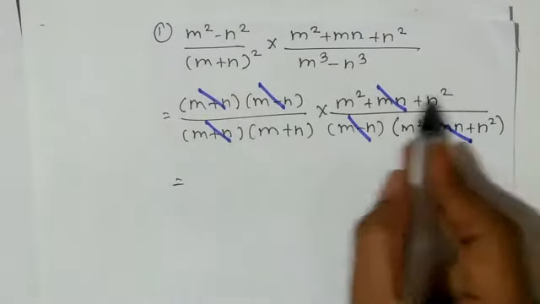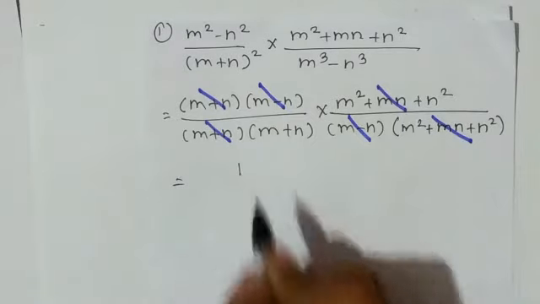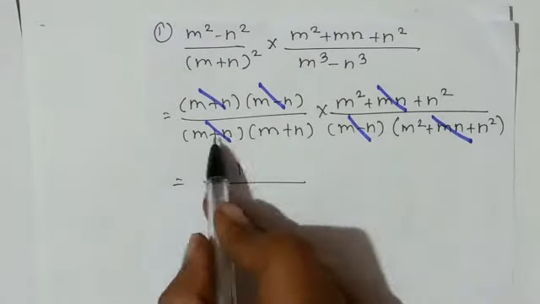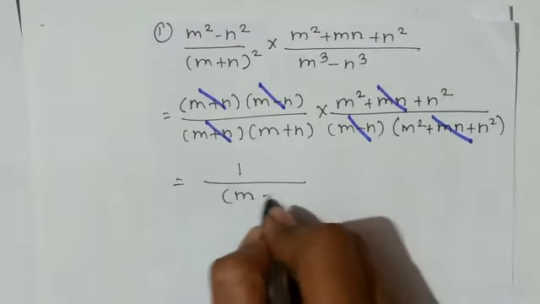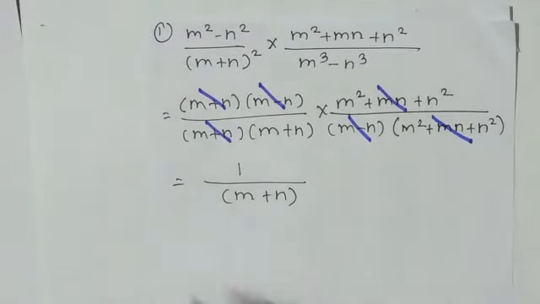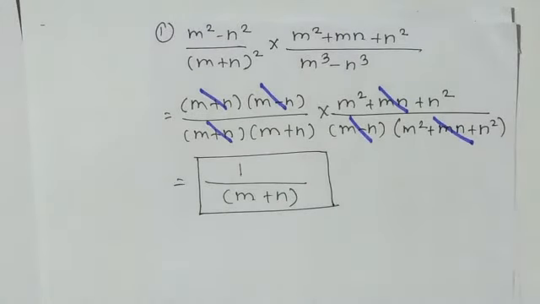At the numerator place, nothing is remaining, it means that we will write only 1. And at the denominator place, only this term remains, so we are going to write m plus n. So this is the answer which we have to write into the box. If you want, you can take the screenshot.